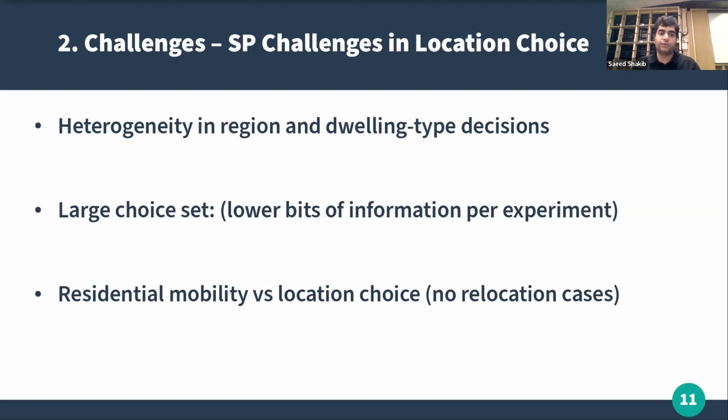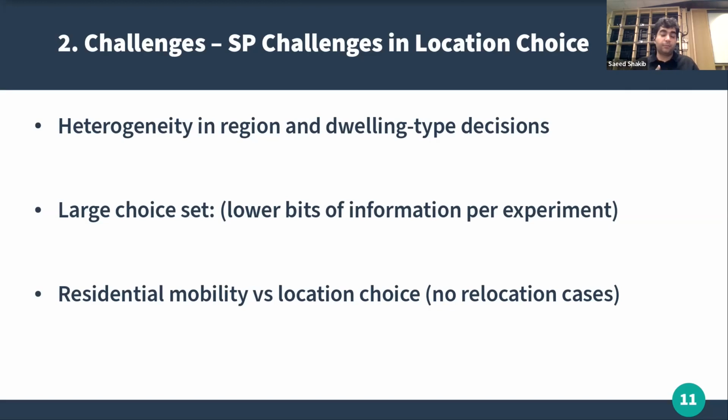But in location choice, a person might be into moving to Mississauga, and I'm showing them, do you want to move to North York, Markham, or downtown? That is totally irrelevant to that person. And this is being caused by heterogeneity, but it's being intensified by having a large choice set.